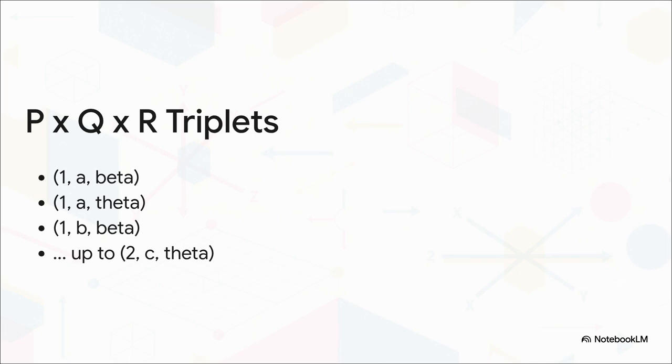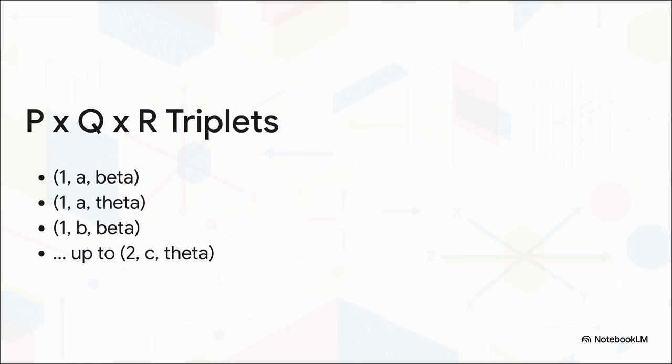We start with the first element of P, which is 1. We pair it with the first element of Q, which is A, and we finish it with the first element of R, beta. So our very first ordered triplet is 1, A, beta. But hold on, we aren't done with 1 and A just yet. We can swap that last element to theta, giving us 1, A, theta. Then we step to the next letter in set Q, giving us 1, B, beta. You basically just methodically build this out, picking one element sequentially from each set until you've exhausted every possible path, ending all the way down at 2, C, theta.